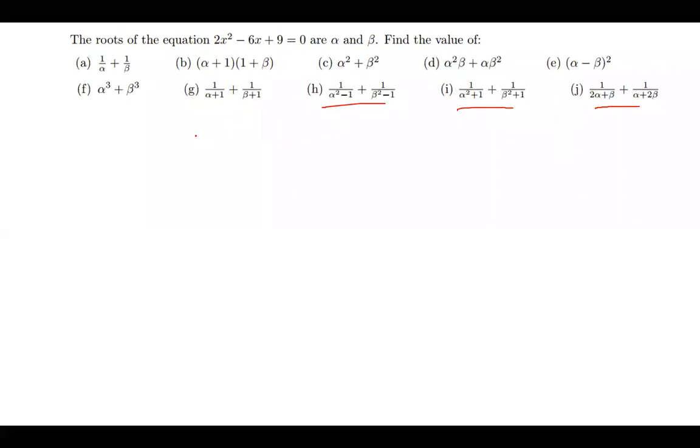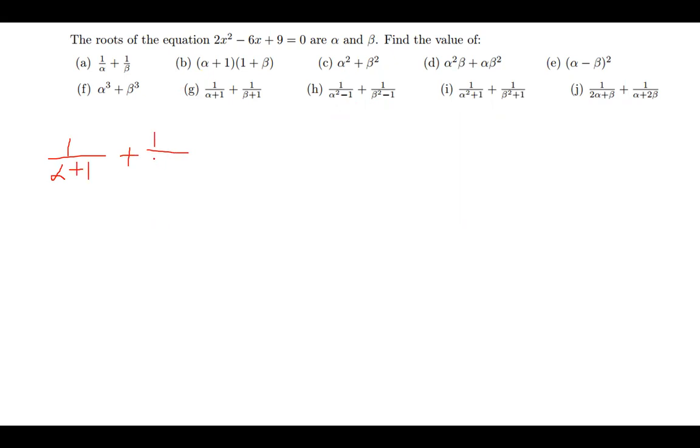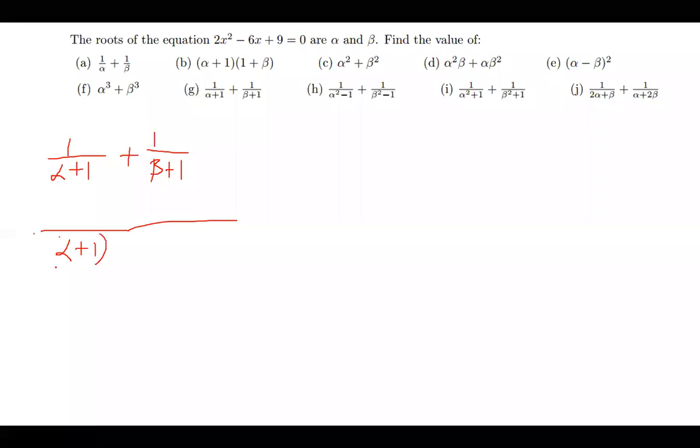Okay, let's quickly do one. I think let me do this one. Time is almost up. So we're going to have something like this, and it's going to be beta plus 1. Here you find the common denominator, which is alpha plus 1 and beta plus 1, like that.